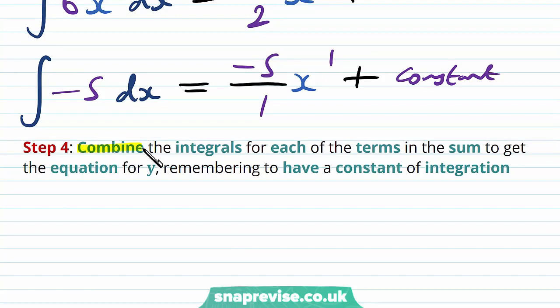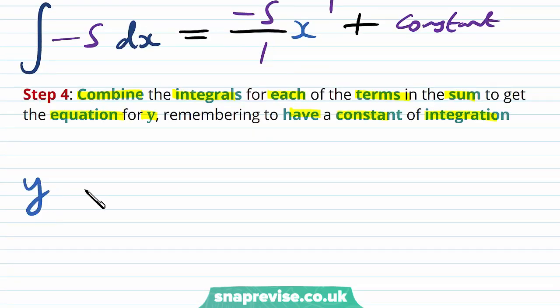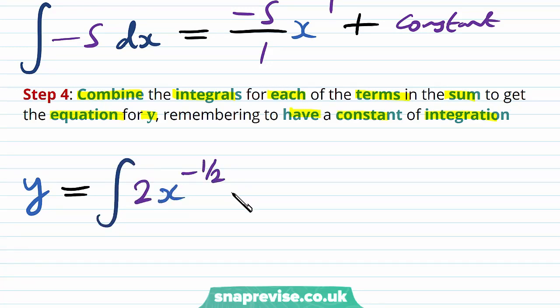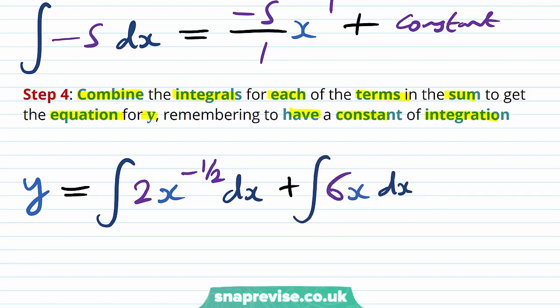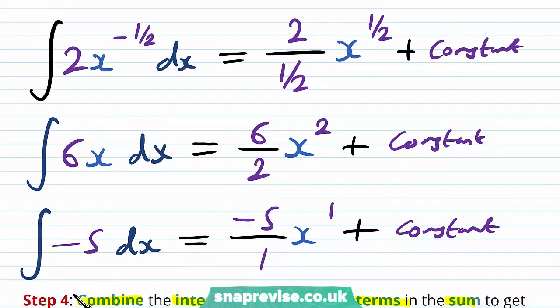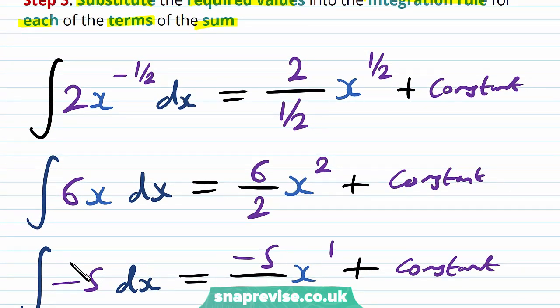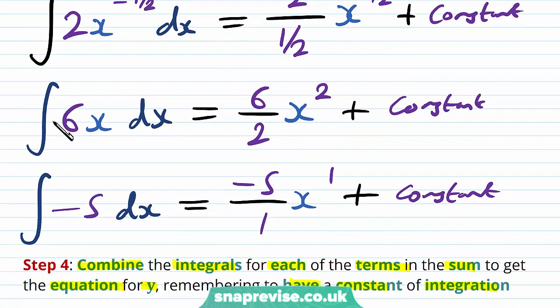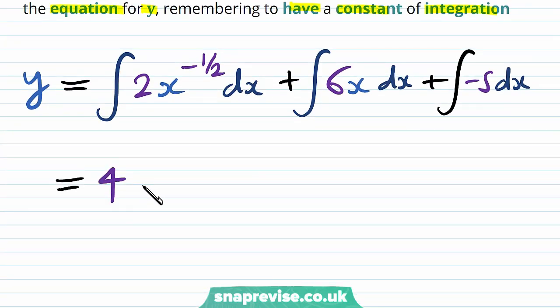Our fourth step is to combine the integrals for each of the terms in the sum to get the equation for y, remembering to have a constant of integration. We have that y is equal to the sum of the integrals, the integral of 2x to the power of minus a half with respect to x, plus the integral of 6x with respect to x, and then plus the integral of minus 5 with respect to x. And therefore, by substituting in our results, we have for our first result 2 over 1/2 x to the power of 1/2 plus a constant. Well, 2 over 1/2 is just going to be 4. So we have 4x to the power of 1/2.